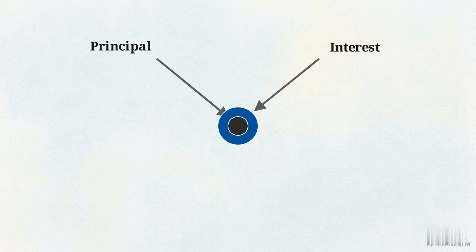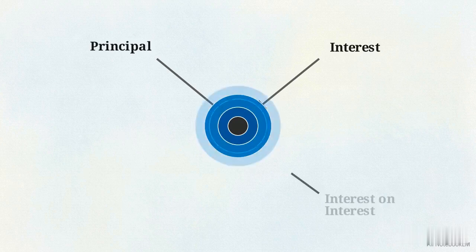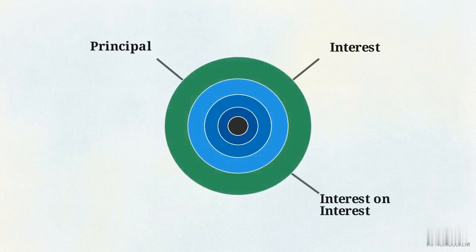If you roll a snowball down a hill, it picks up snow. As it gets bigger, its surface area expands, allowing it to collect more snow with every rotation. This is the process of compound interest. You earn interest on your initial deposit, and then you earn interest on that interest.